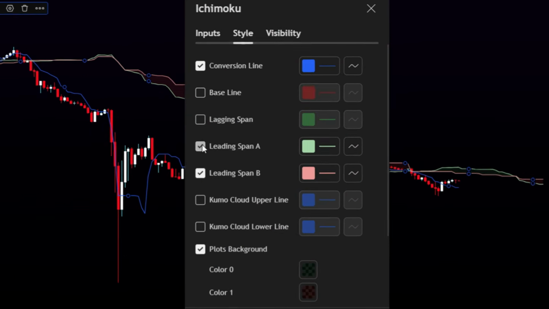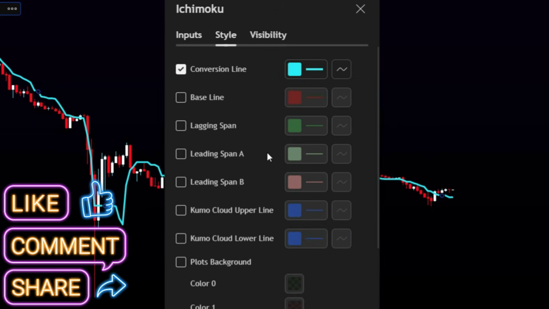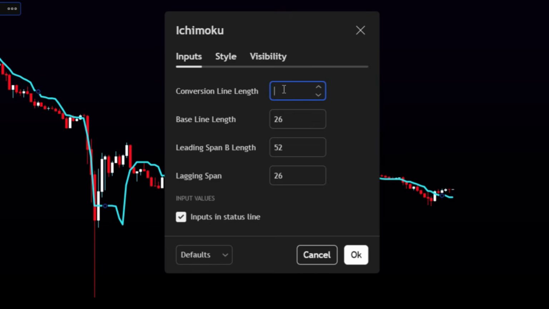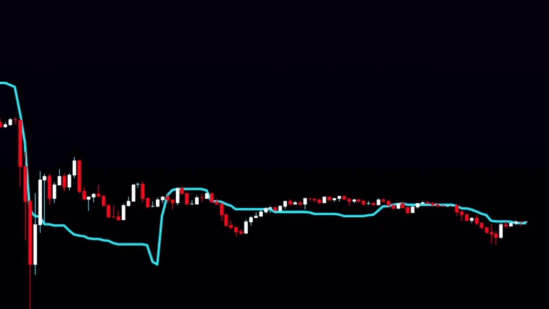In the Styles tab, uncheck everything except for conversion line. You can also change its color and opacity as you wish. In Inputs, change conversion line length to 27. I have found this specific value to give interesting targets that could potentially turn out to be a profitable trade. Click OK, and this is the indicator we're talking about.